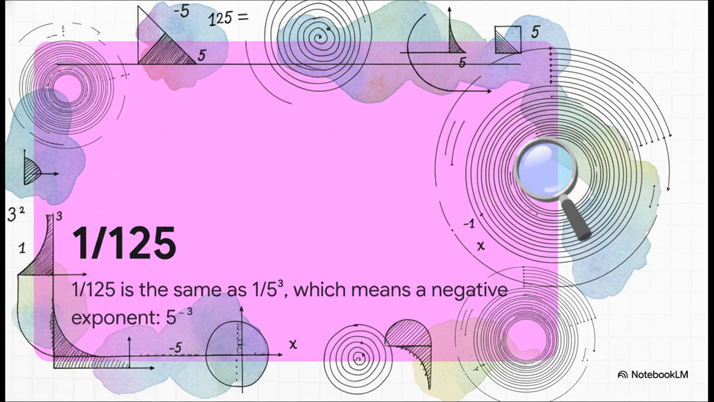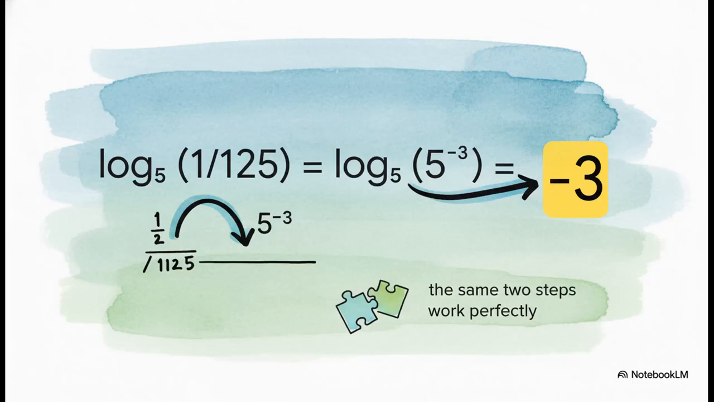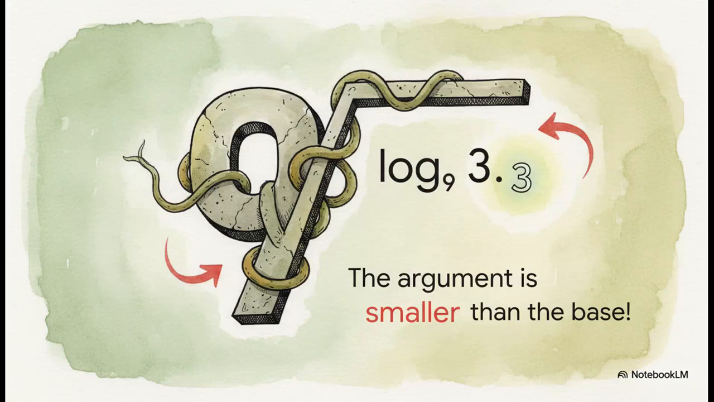That tells us we're dealing with a negative exponent. So 1 over 125 is just the same thing as 5 to the power of negative 3. And you guessed it, just like before, the exponent is the answer. So log base 5 of 1 over 125 is simply negative 3. The same 2 steps, they work perfectly every time. Okay, time to level up.